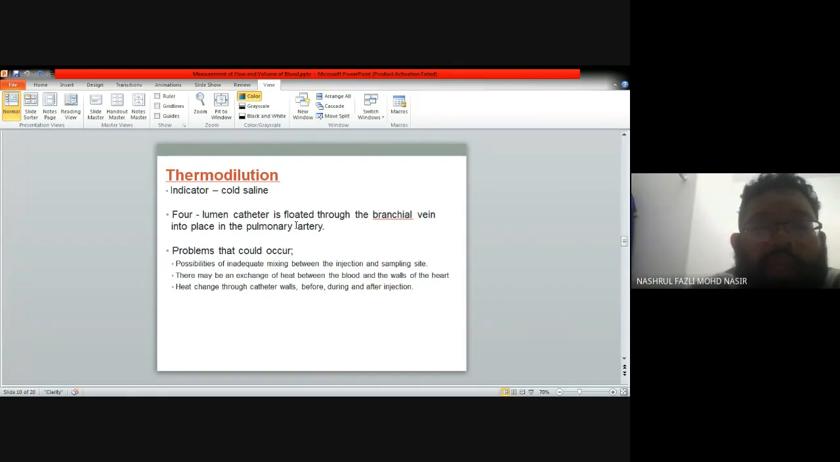Okay, possibilities of inadequate mixing between injection. These are the things that may induce a problem. Possibility of inadequate mixing between the injection and sample site. There may be an exchange of heat between the blood and the walls of the heart. Heat change through catheter walls before, during and after injection. So these are the problems that could occur.